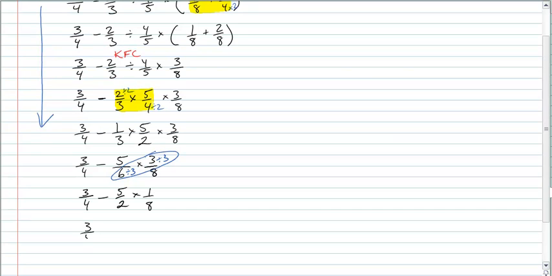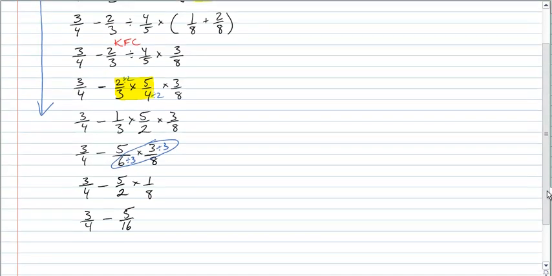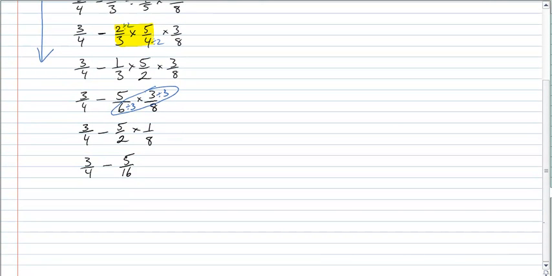And I'll write my answers down here. 3/4 minus, well, 5 times 1 is 5, and 2 times 8 is 16. Alright, now I'm on the final step here. I have to get a common denominator again. So the common denominator between 4 and 16 is 16. 4 times 4 is 16. And therefore, whatever I do to the bottom, I have to do to the top to get an equivalent fraction. So 3/4, an equivalent fraction with a denominator of 16, is 12 sixteenths minus 5 sixteenths.